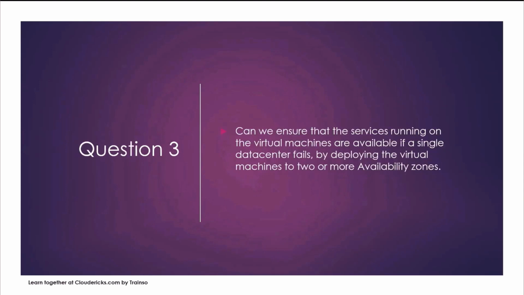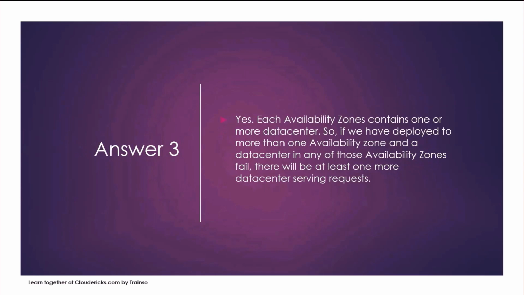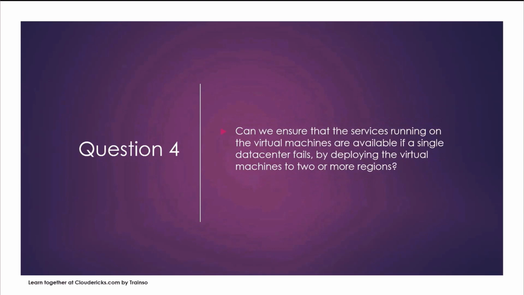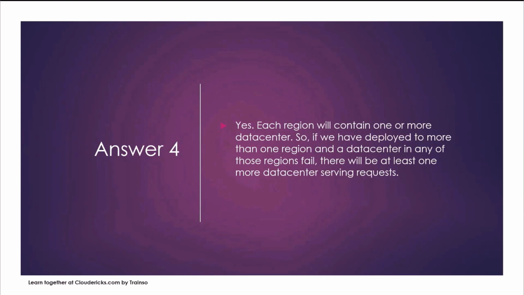Question 3. Can we ensure that services running on a virtual machine are available if a single data center fails by deploying the virtual machines to 2 or more availability zones? Yes, each availability zone contains 1 or more data centers. If we have deployed to more than one availability zone and a data center in any of those availability zones fails, there will be at least one more data center serving our request. Question 4. Can we ensure that services running on virtual machines are available if a single data center fails by deploying the virtual machines to 2 or more regions? Yes, each region will contain 1 or more data centers. If we have deployed to more than one region and a data center in any of those regions fails, there will be at least one more data center serving requests.